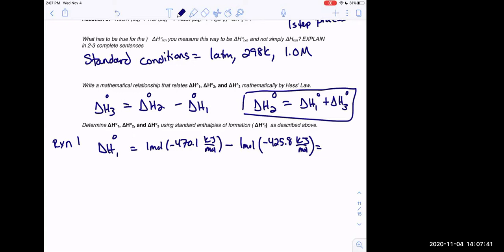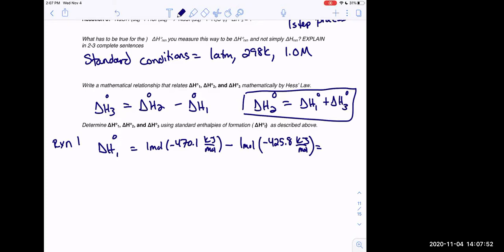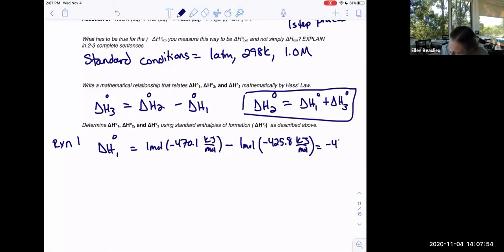I have it, but I've been talking a lot, so I don't know if I agree. Yeah. Negative 44.3. Me too. Okay, that's delta H1 for reaction 1.